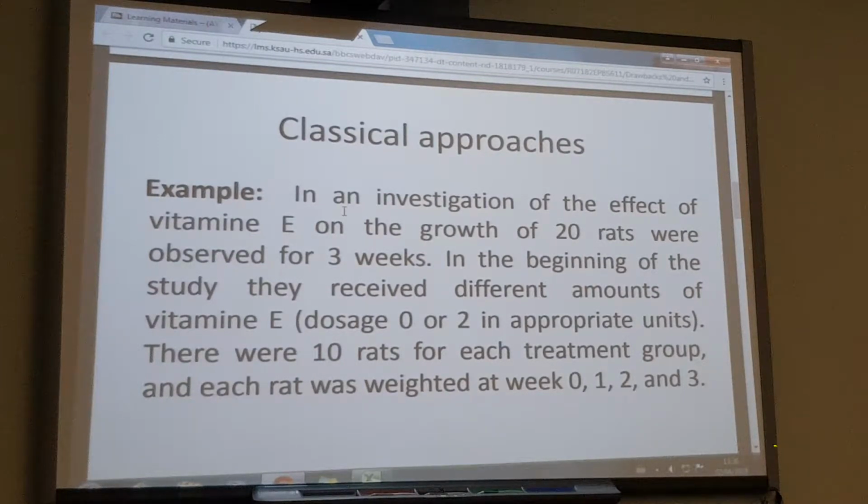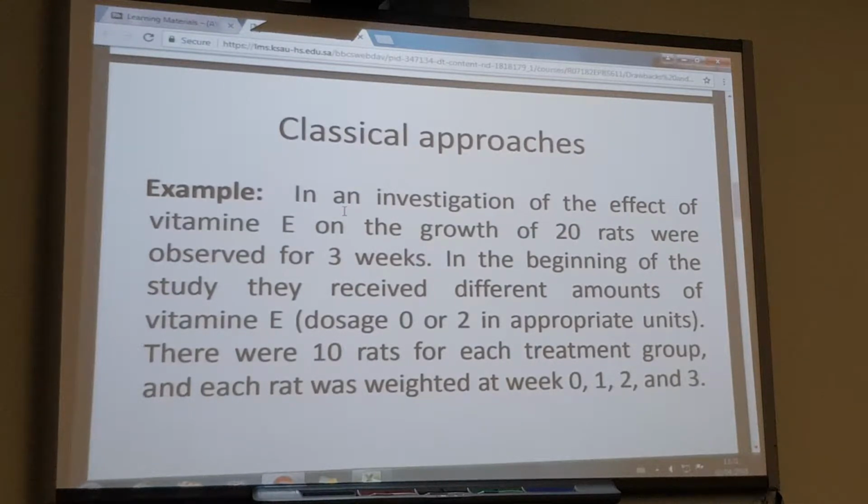So this is an example looking into investigations of the effect of vitamin E on the growth of 20 rats, which were observed for 3 weeks. So this is not in humans, it can also be in animals. This is a clinical trial. Before applying the drug in humans, first they test in animals, right? Yes. And then they start with phase 1, phase 2, phase 3, phase 4 in humans. So even after this, they come back and do the phases in humans.